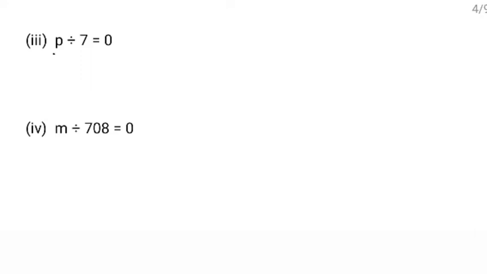Next, we are dividing a number p by 7 and we are getting 0. 0 को ही अगर किसी नंबर से डिवाइड करें तब हमें 0 मिलता है. So here p should be 0. If we replace p with 0 and then we divide by 7, then we will get 0. So p is equal to 0.